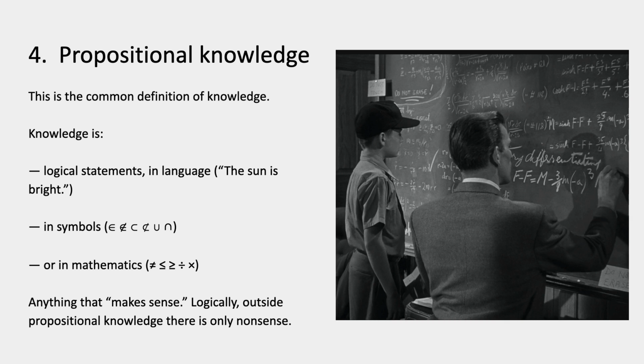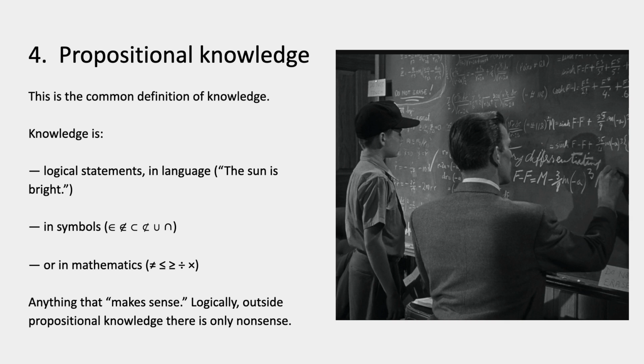And so in this way of thinking, knowledge simply is logical statements in language. Logical statements would include sentences like the sun is bright. So as long as you're speaking rationally and using reason, then you can produce propositional knowledge in this case. You may say things that are wrong. That's another issue, whether it's true or false. But the form of knowledge is propositions. That would be the idea here.